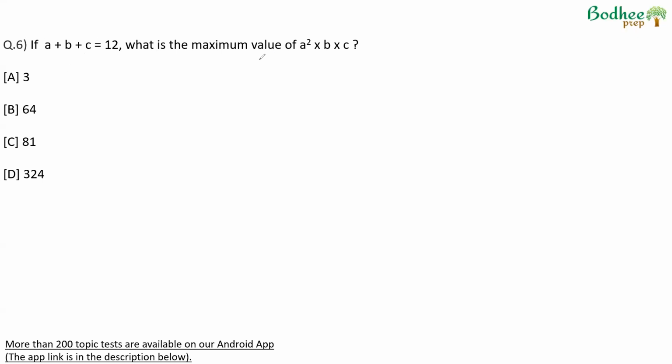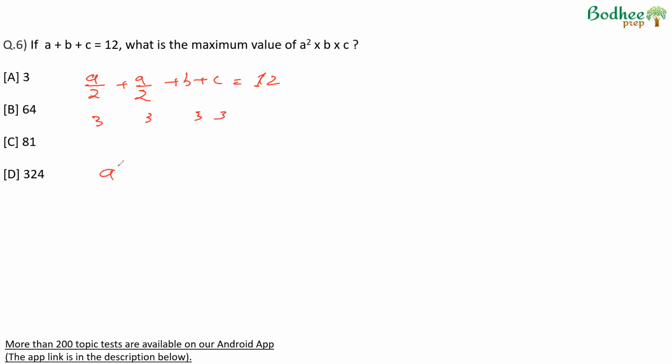A plus B plus C is 12. What is the maximum value of A square B into C? This can be written as A by 2 plus A by 2, because two terms of A are required, plus B plus C. For a given sum, the product is maximum when the terms are the same. So there are 4 terms, sum 12. So each term will be 3.